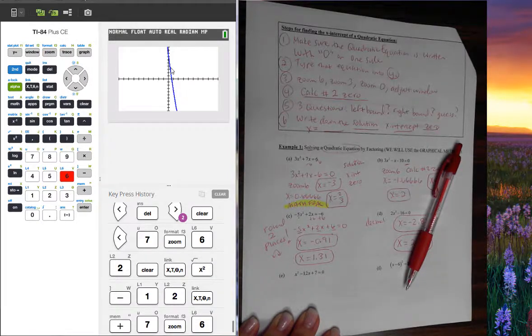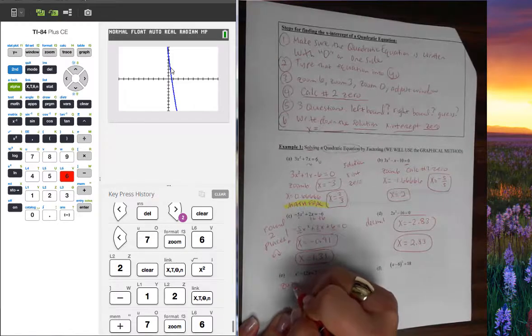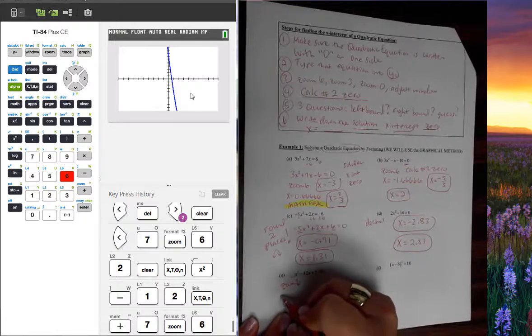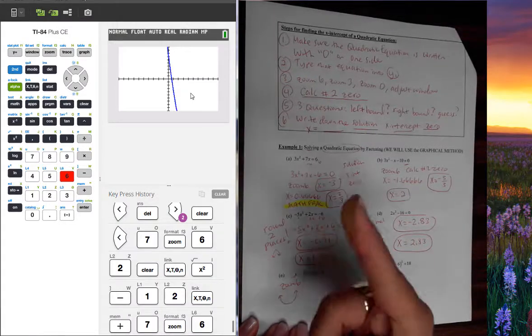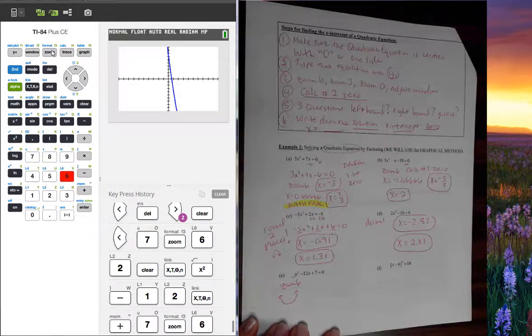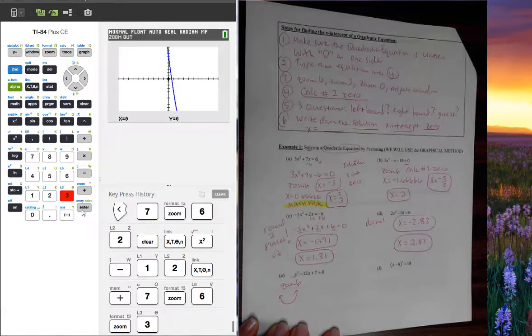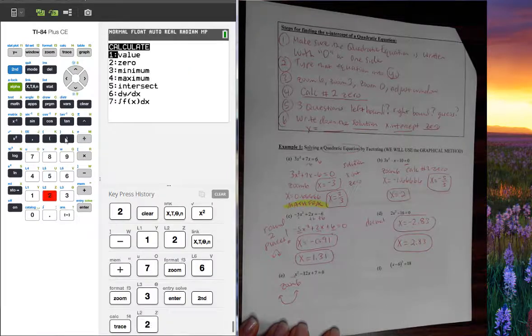Okay, this one I did zoom 6. Didn't see all of my picture. I know it's a parabola. I know that it opens up, so it's going to cross the x-axis 2 times. I see in the picture it's crossing it 1 time, so let's do a different zoom. Let's do zoom out. There we go. All right, calculate 2.